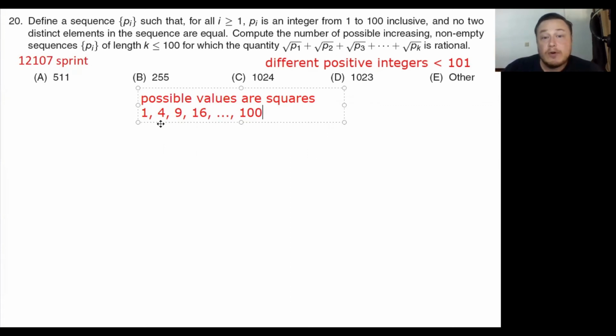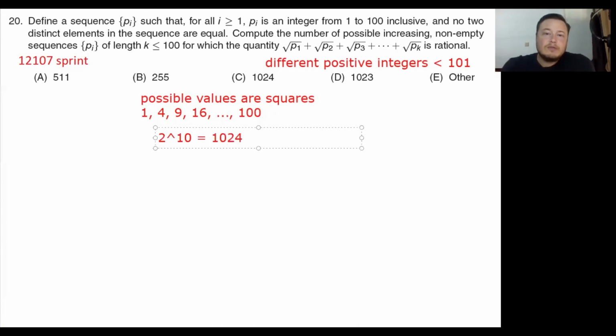I can either have the 4 or I cannot have the 4. That's 2 choices. The 9, it can either be here or not, right? So every one of these, I have 2 choices. There are 10 square numbers that I've listed, so I've got 2 to the power of 10, 1,024 choices. Now, don't pick C already. Hold on. Let's double check this for a second.